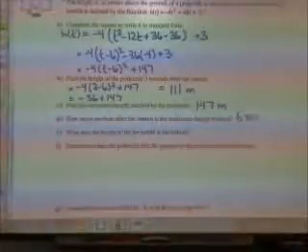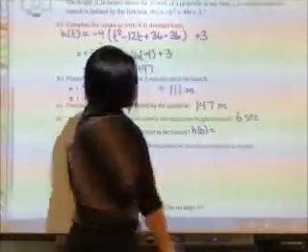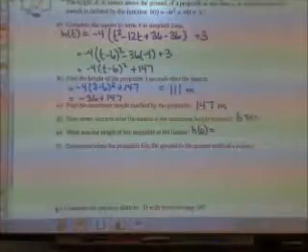Question E, what was the height of the projectile at the launch? What happens at the launch? What's the time? 0. So I'd be finding h of 0. Which formula do I want to use to find h of 0? The general or the standard?